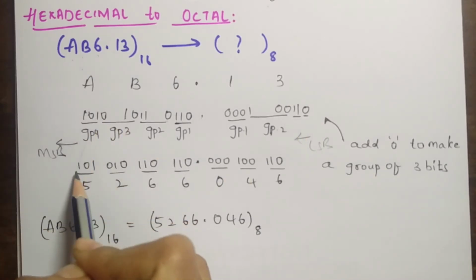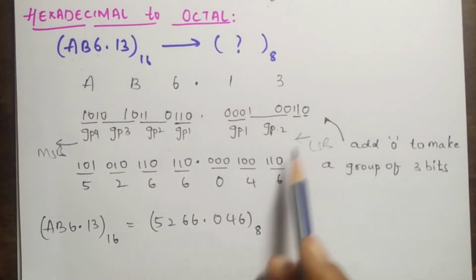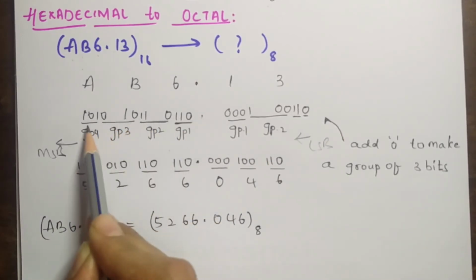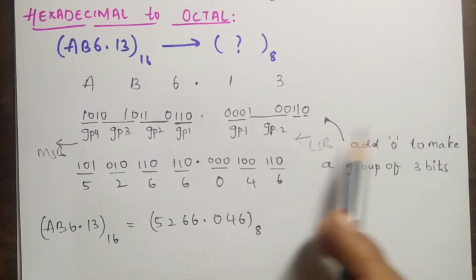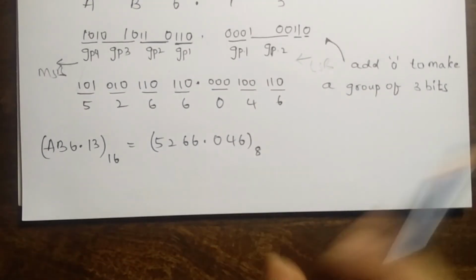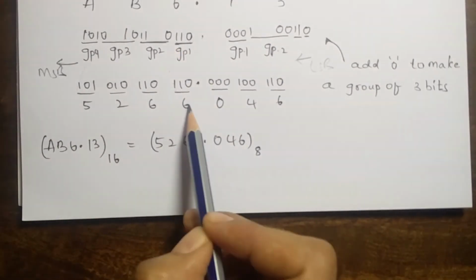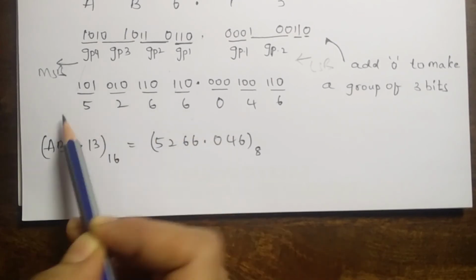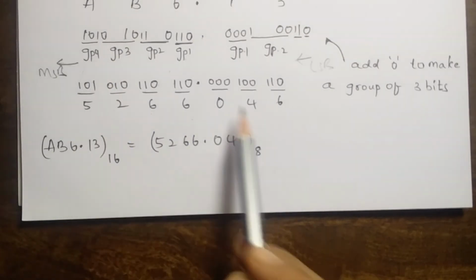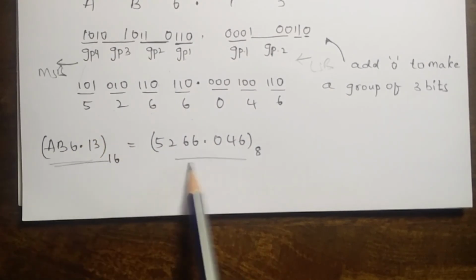Now after converting it to binary, just group 3 bits from LSB to MSB in the integer part and from MSB to LSB in the fractional part. Now I grouped like this: group 1, group 2, group 3, group 4, 3 bits each. And if you don't have an extra bit, just add a 0 to make it a group of 3. After making all the groups, write down the equivalent of those groups in octal form. Like 110 is 6, again 010 is 2, 101 is 5, 000 is 0, 100 is 4, 110 is 6. So, a hexadecimal value is converted to octal form.